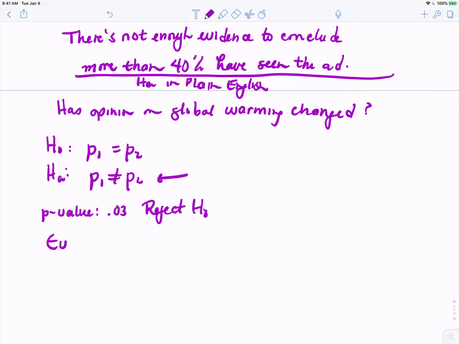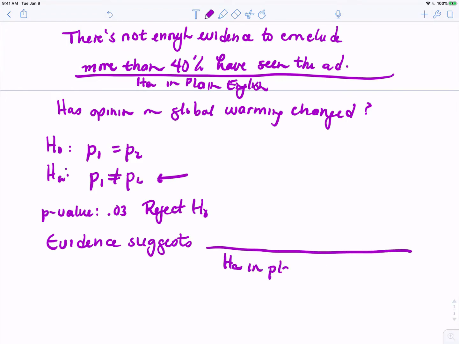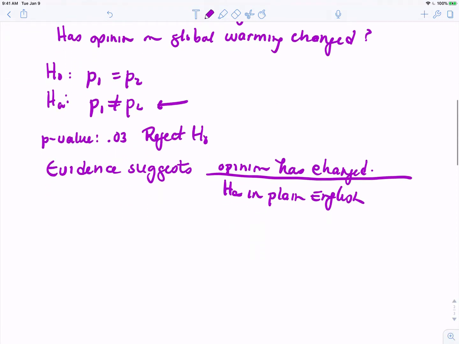And what would you write? Evidence suggests. And again, you complete this with your alternative hypothesis in plain English. So what does P1 not equal to P2 mean? We were testing has opinion changed, and that means evidence suggests opinion has changed. In other words, the proportions are not the same now.